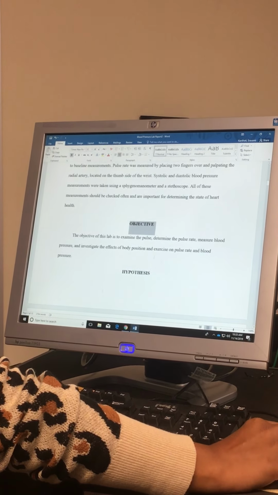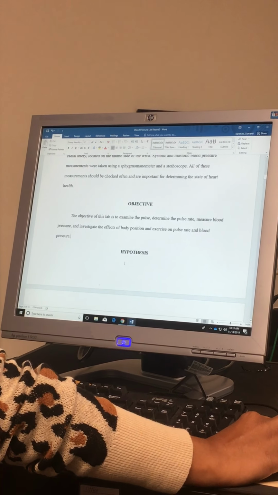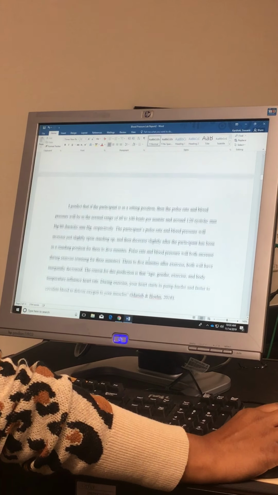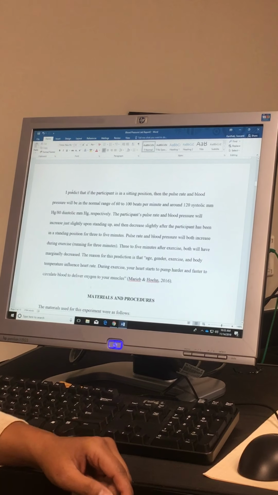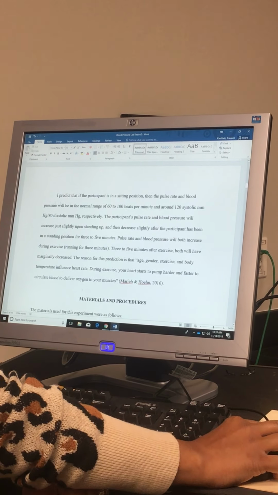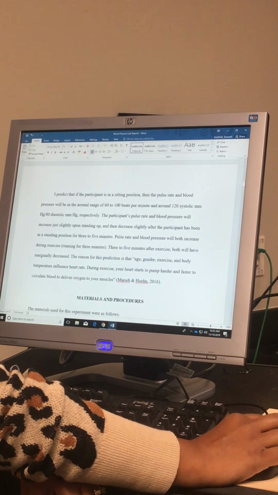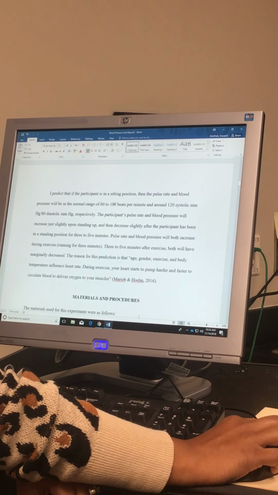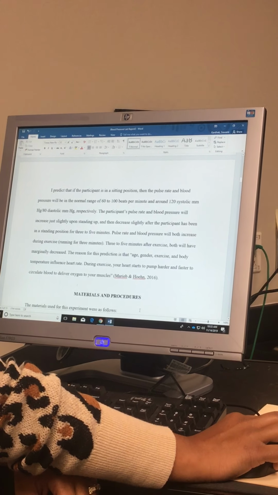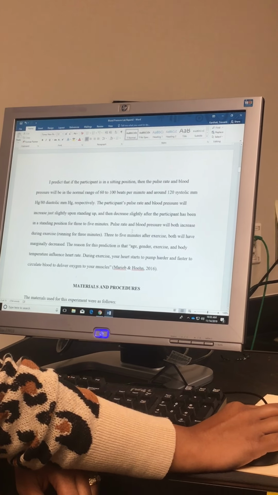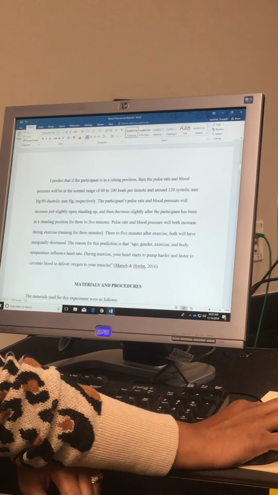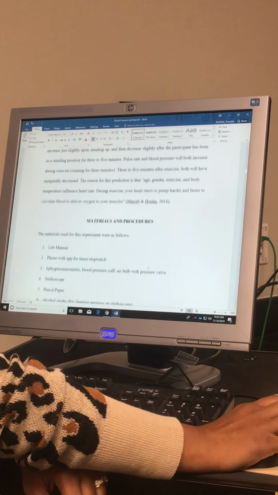Then the objective, nice and clear. The hypothesis. For you guys, I even made it more simple. You don't even have to make the hypothesis this long because she explained the reasoning for her hypothesis, but you don't have to. It's if and then. So I want to see if I do this, then this would happen.